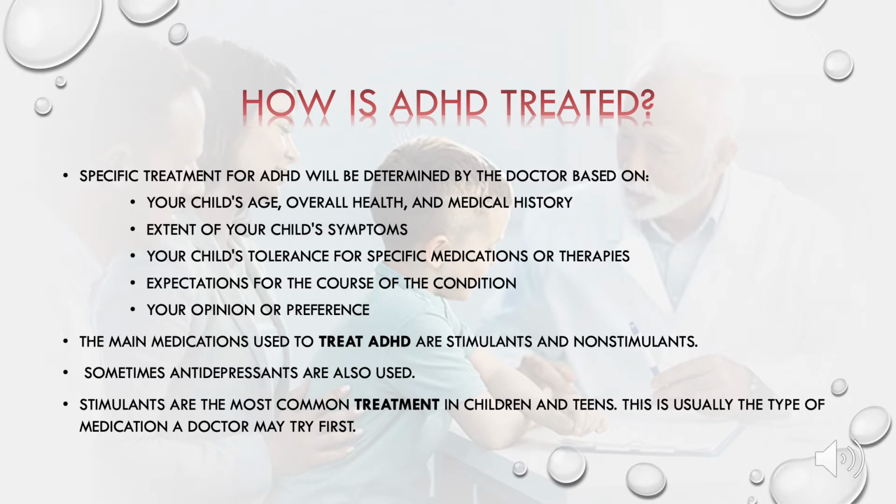How is ADHD treated? A specific treatment for ADHD will be determined by the doctor based on your child's age, overall health, and medical history. Also, the extent of your child's symptoms, your child's tolerance for specific medication or therapy, expectations for the course of the condition, and your opinion or preference. The main medications used to treat ADHD are stimulants and non-stimulants. Sometimes they use antidepressants. Stimulants are the most common treatment in children and teens. This is usually the type of medication a doctor recommends first.